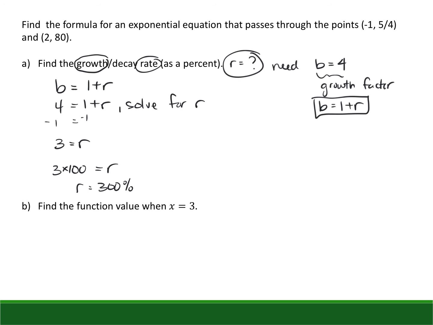Now let's find the value of the function when x is 3. So what question B is asking is it's asking us to find f of 3. And recall that the equation that we found in the first part of this video was f of t is equal to 5 times 4 raised to the t power. So now we're just going to substitute in 3 for t, so that's 5 times 4 to the third power. And so f of 3 is equal to 320.